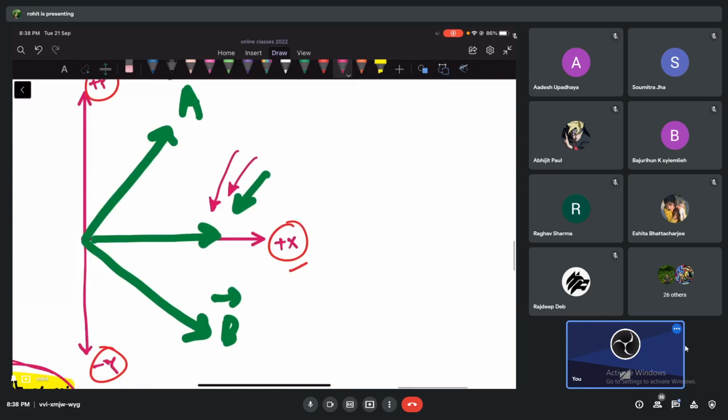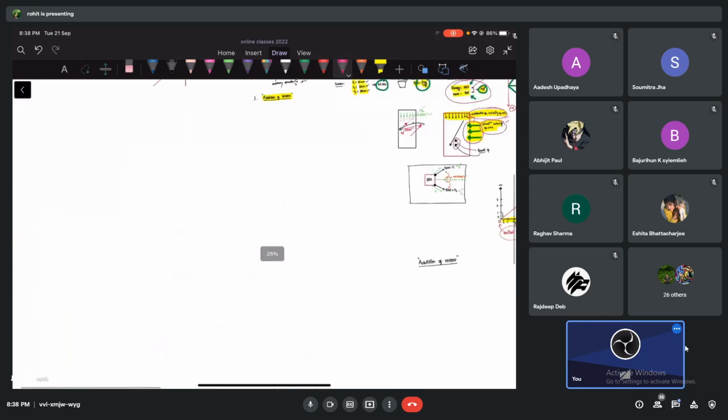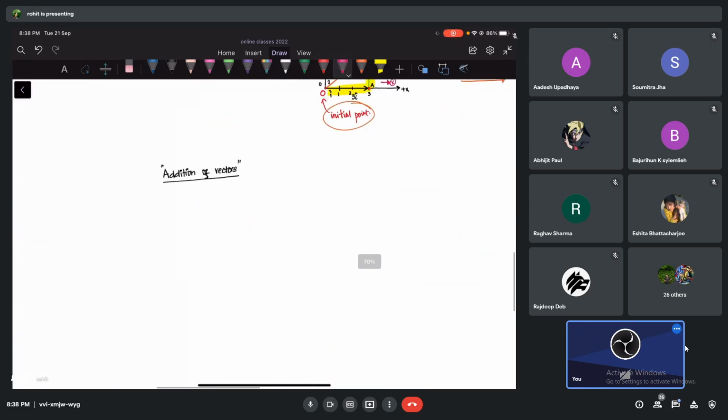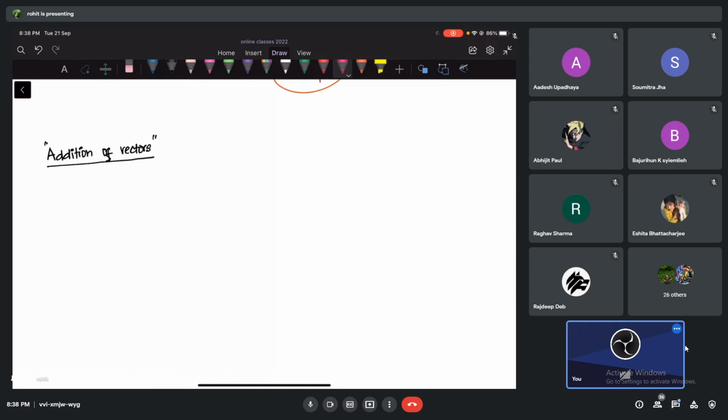That is why we need to follow some rules. So please check, just give me time. See, for addition of vectors, there are three laws I can talk about. The first one is the triangle law. So remember, number one law, what is that, guys?